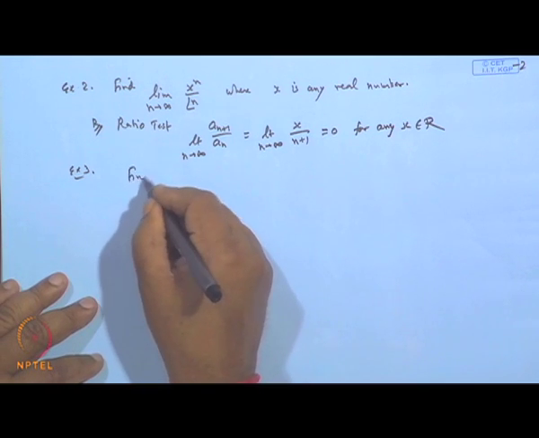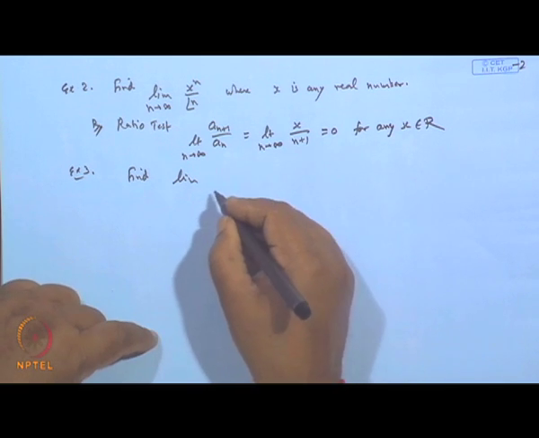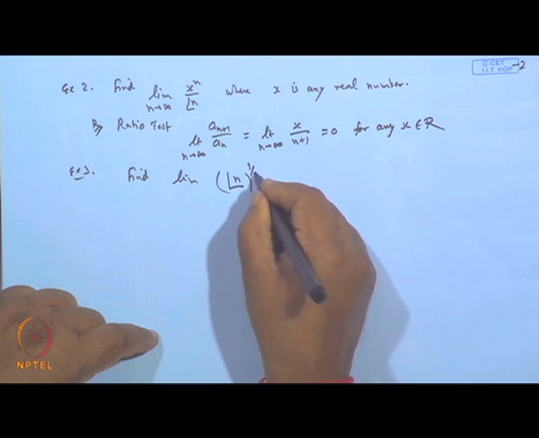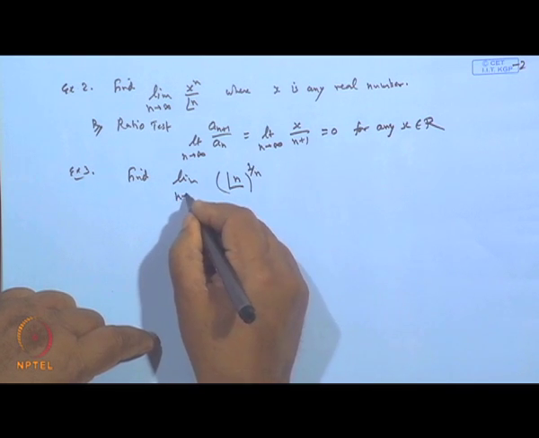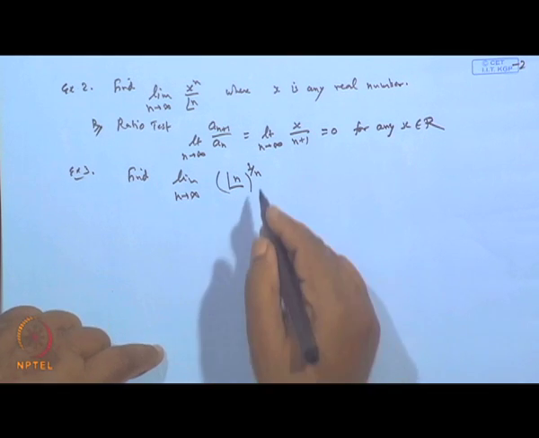Third, find the limit of factorial n to the power 1 by n as n tends to infinity.